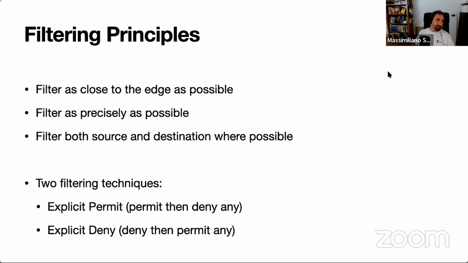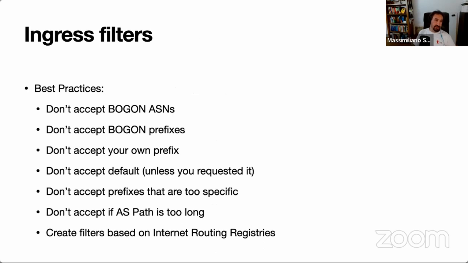So what are the principles? Filter as close to the edge as possible, as precisely as possible. You can use route objects. Here we have highlighted two different filtering techniques, explicit permit or explicit deny. I would suggest using explicit permit everywhere, so just accepting what you should be accepting and not anything else.